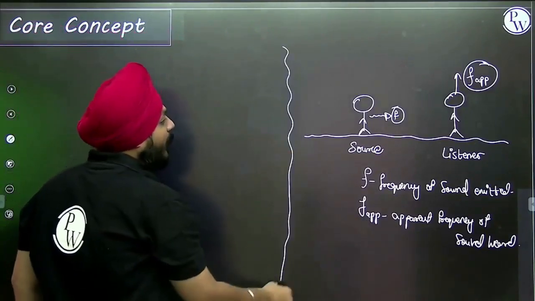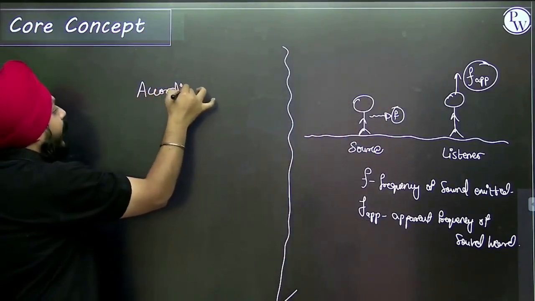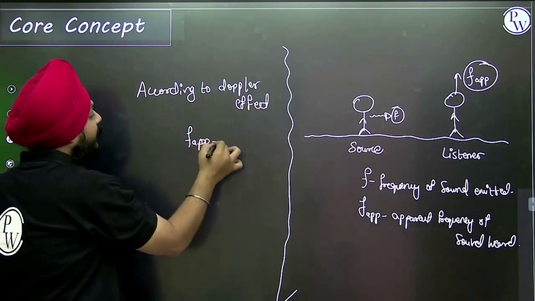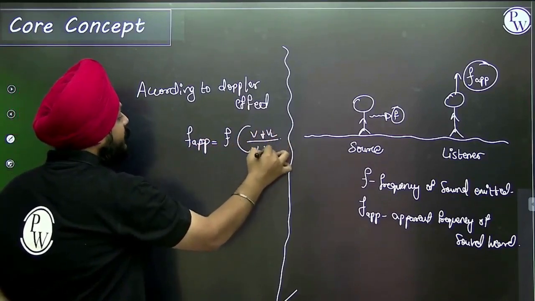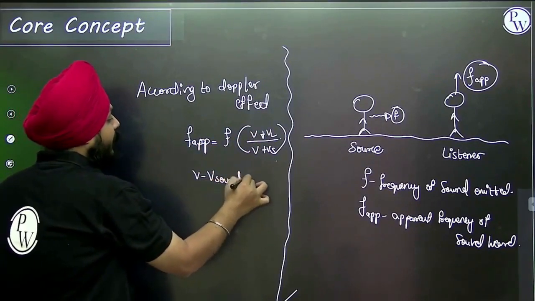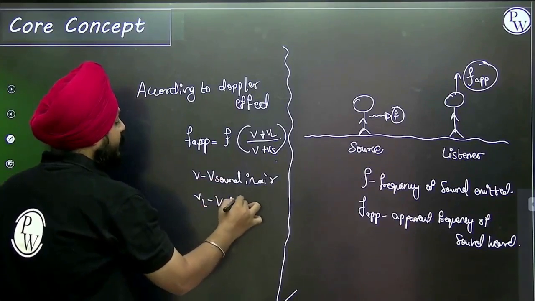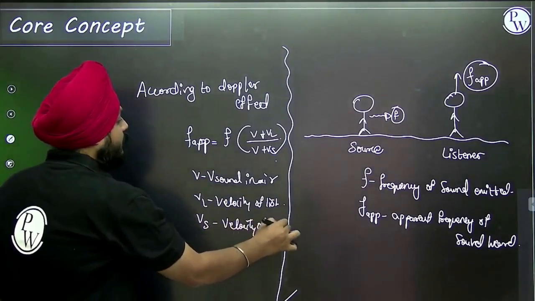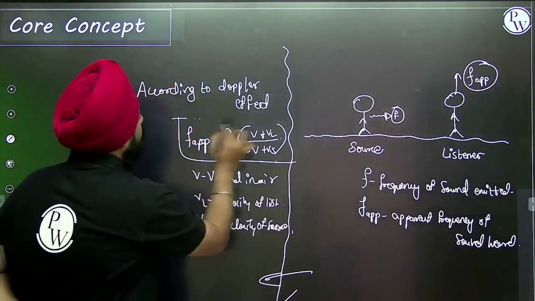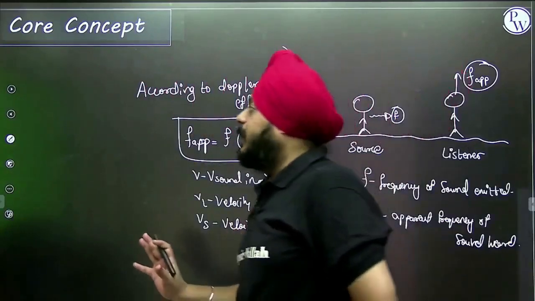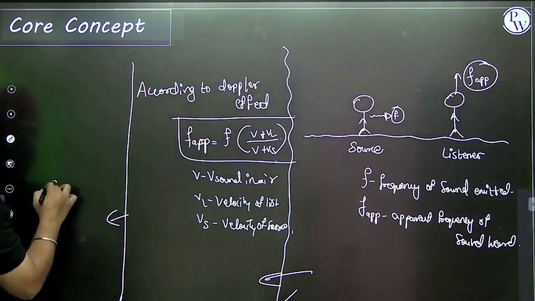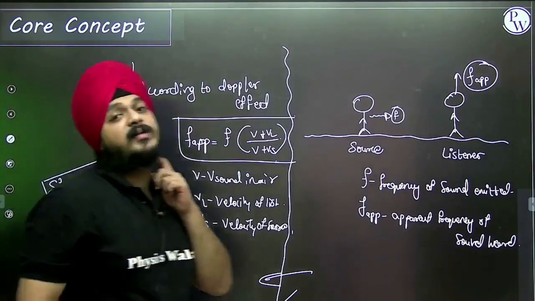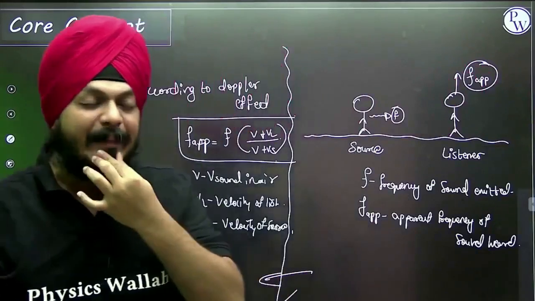Now, how can we correlate this according to the Doppler effect? According to the Doppler effect, the apparent frequency heard is equivalent to the frequency of the sound emitted, with the velocity of sound in air, the velocity of the listener and the velocity of the source. That shows the concept of the Doppler effect. In this concept, the sign conventions are quite important.